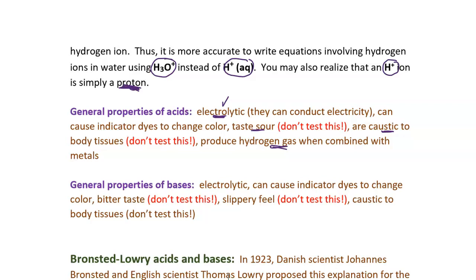Next, let's look at some general properties of bases. Bases are electrolytic. They conduct electricity. Bases cause indicator dyes to change color, but they change it to a different color than what the acid changed it to. This gives us a way to tell if a substance is an acid or a base using this third substance called an indicator dye.